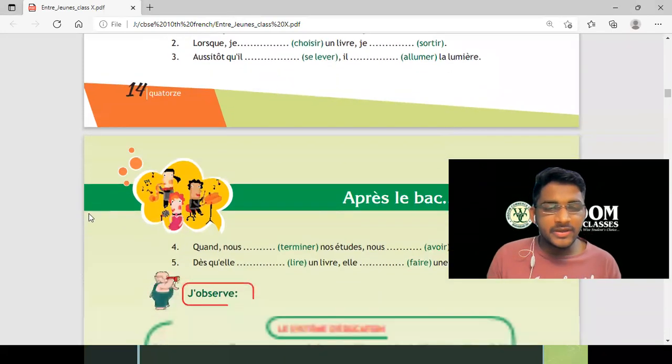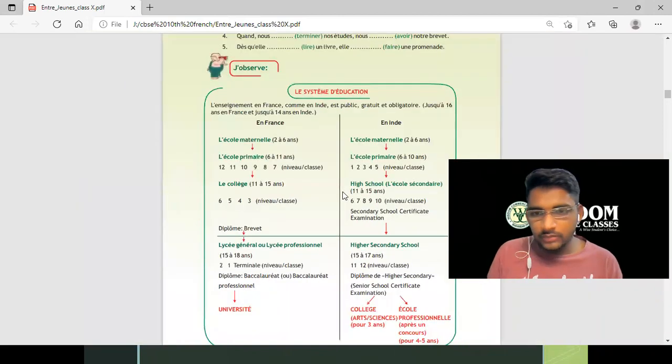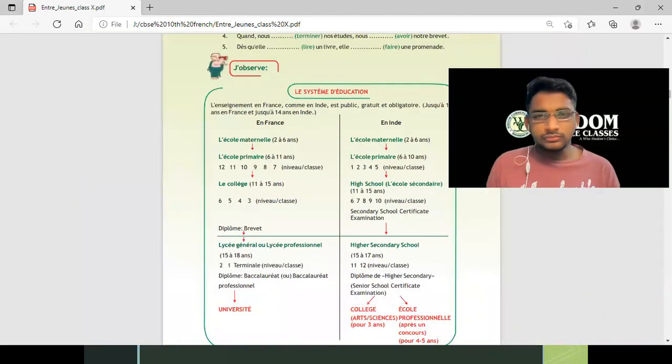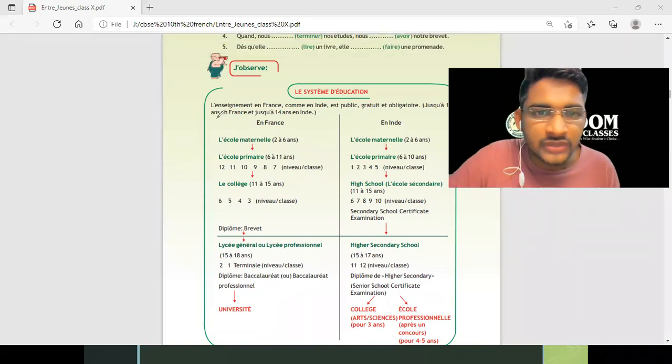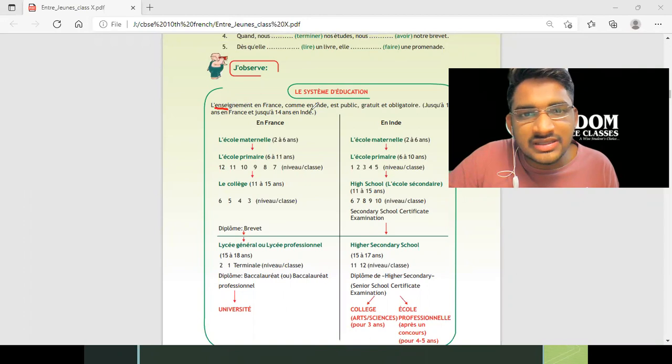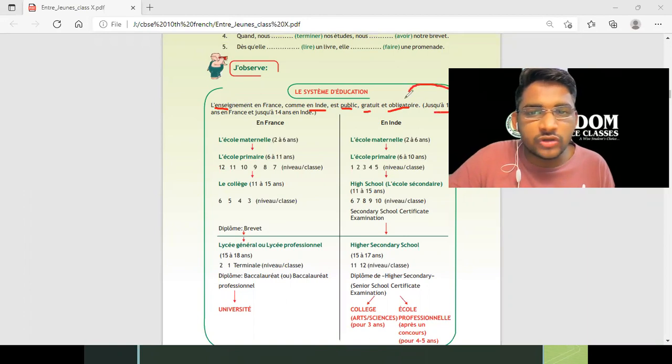So we have completed page number 14. Students, page number 15, is my favorite number. Okay, so it is going to explain to us about the entire education system. The teaching in France, like in India, is public. Okay, and it's free and it's compulsory till 16 years of age, whereas in India, students, 14 years of age.